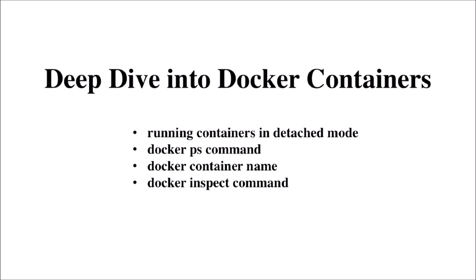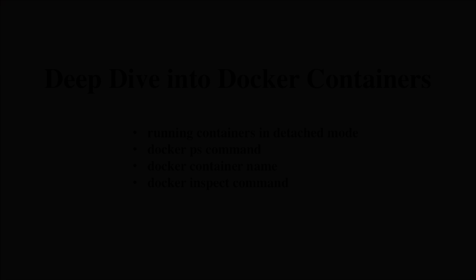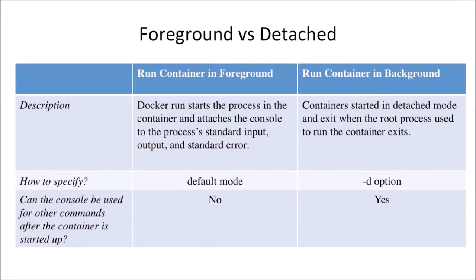Hello, and welcome back. In this lecture, we're going to deep dive into Docker containers. We'll learn how to run containers in detached mode, how to specify a Docker container name, and how to use the docker ps and docker inspect commands. In the previous lecture, we have seen how to run containers in the foreground. But in most cases, containers are actually running in the background. We can start a Docker container in detached mode with the -d option, so the container starts up and runs in the background. That means we can start up the container and use the console after startup for other commands.